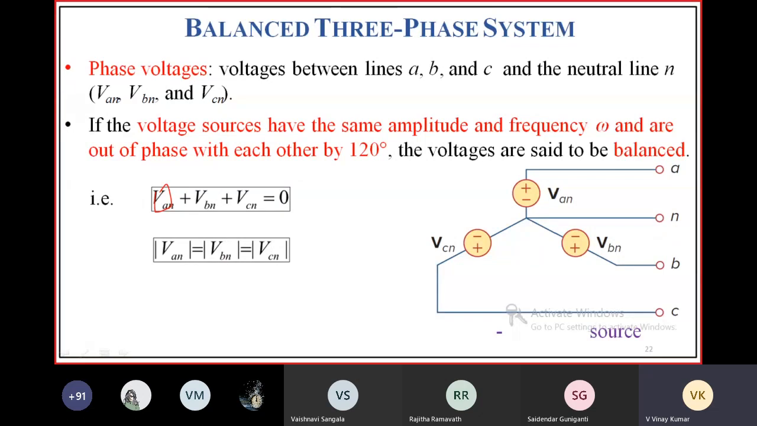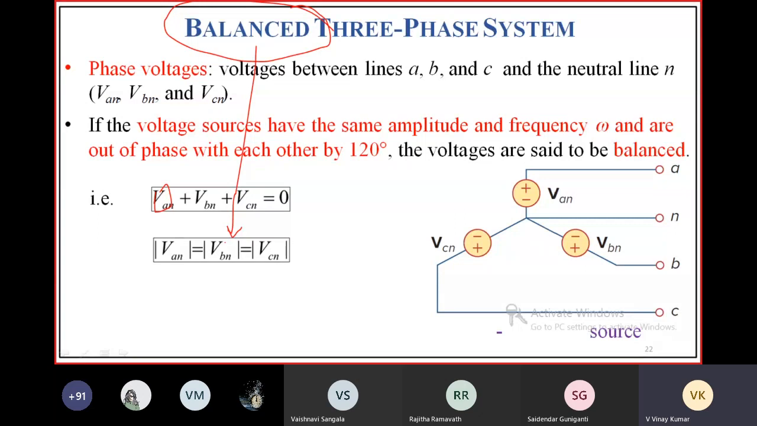Here, in case of a balanced three-phase system, all phase voltages are equal in magnitude, but having different phase angles. Mod VAN means magnitude of VAN. Mod VBN means magnitude of VBN. Mod VCN means magnitude of VCN. All are equal in magnitude, but there is a phase difference of 120 degrees from each other.